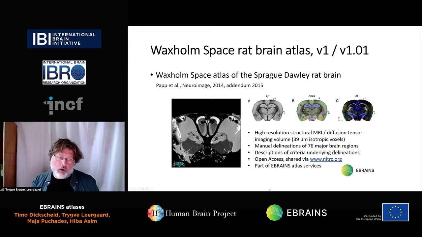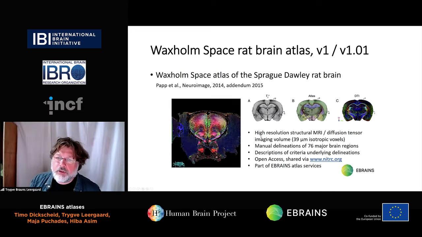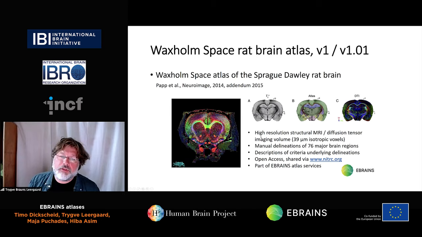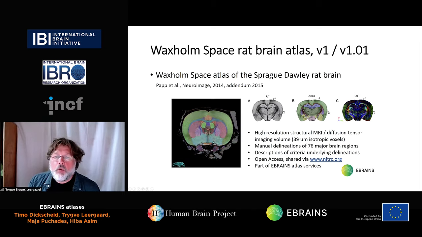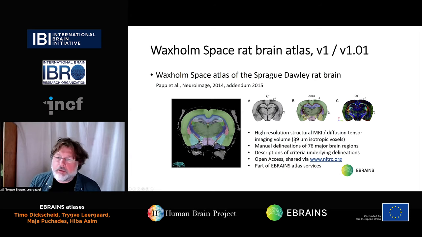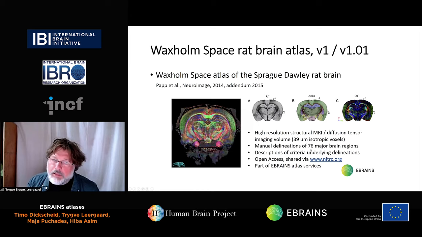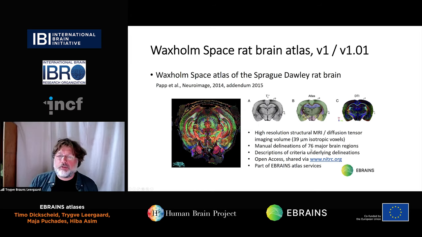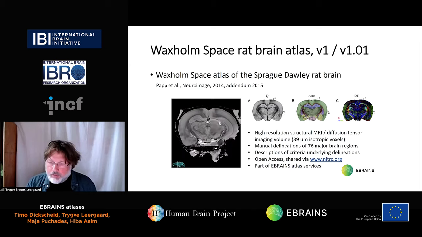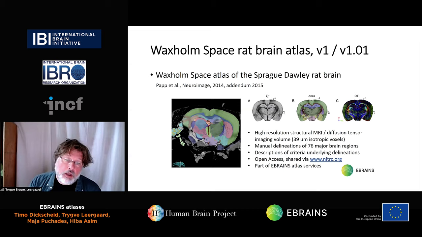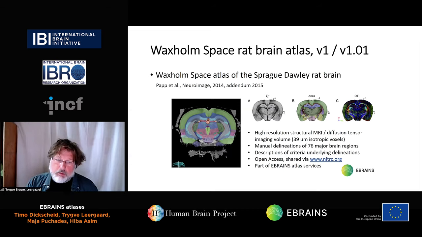The Waxholm Space atlas was, as I mentioned, defined in a high resolution structural and diffusion tensor imaging MRI volume with 39 micrometer isotropic voxels. In the first iteration, version one, we delineated 76 major brain regions. We presented it with criteria defining how they were delineated, and we shared it through the NITRC resource. And this is now also part of the EBRAINS atlasing service. So this was version number one of the atlas, presented in 2014.